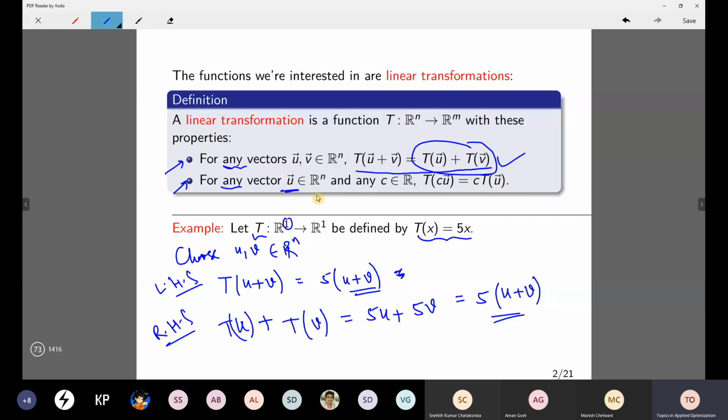Now I choose any vector u and scalar c. So I do T of cu. T of cu is 5 of cu. I can take 5 cu, and I can write this as c times T of u, because it's a scalar. So this is also satisfied. Hence it's a linear transform.